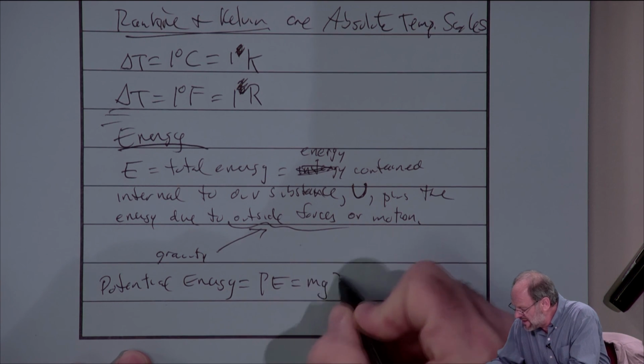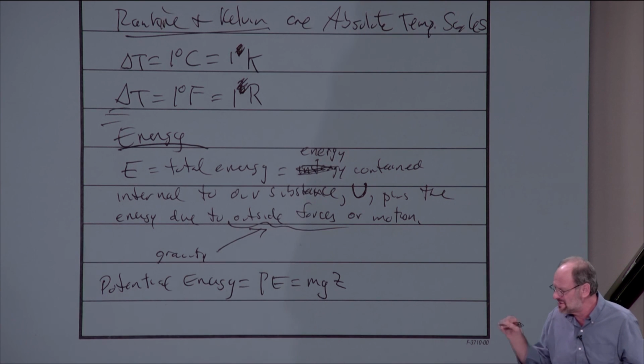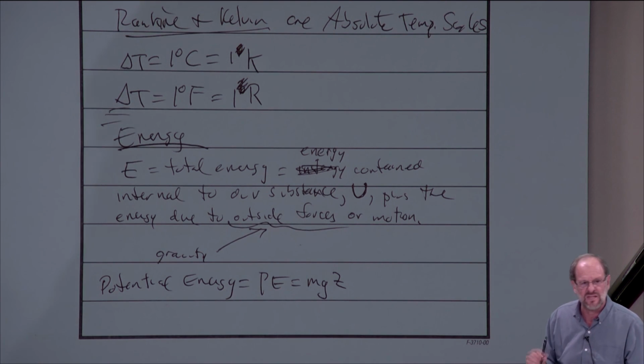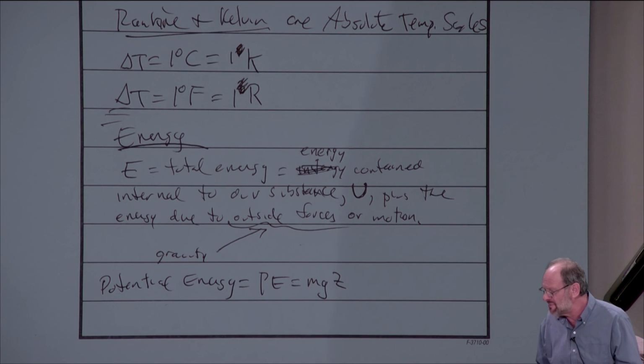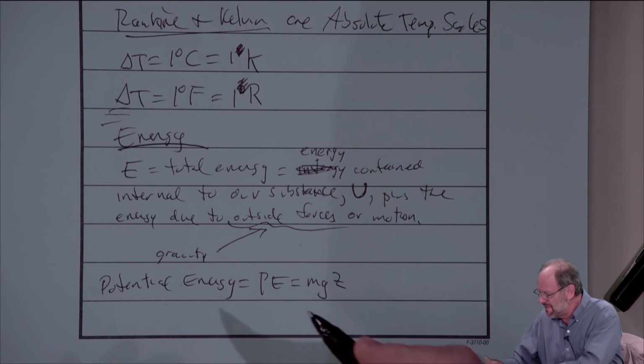So that's just mgz. I like to put a line in the middle of my z just so there's a distinction between that and the number 2. So that's the potential energy. It could be called gravitational potential energy. If this were your dynamics class, this would be Vg, right? Why V for potential energy? I have no idea. We're just going to use PE. It makes more sense. Okay.